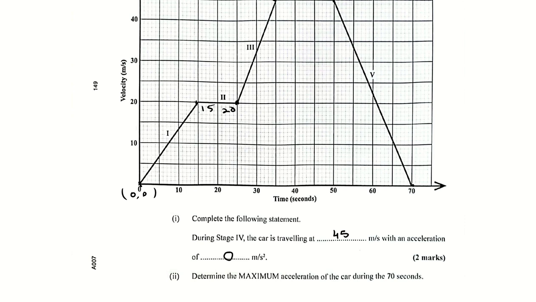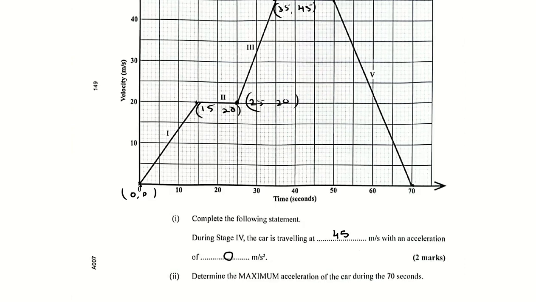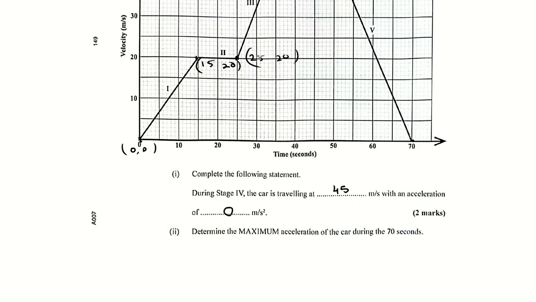Hold on. This coordinate here, x is 25, y is 20, and then this coordinate here, x is 35, y is 45. Right. So we need to find the gradient of those lines. The gradient of 3 is going to be 0, the gradient of 4 is going to be 0. This here's a deceleration, so I won't even use that. So I need to find either at stage 1 or stage 2.